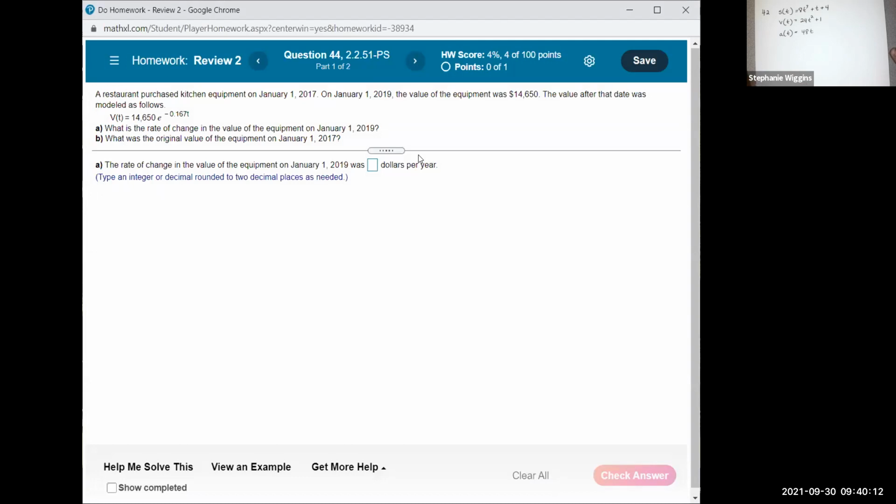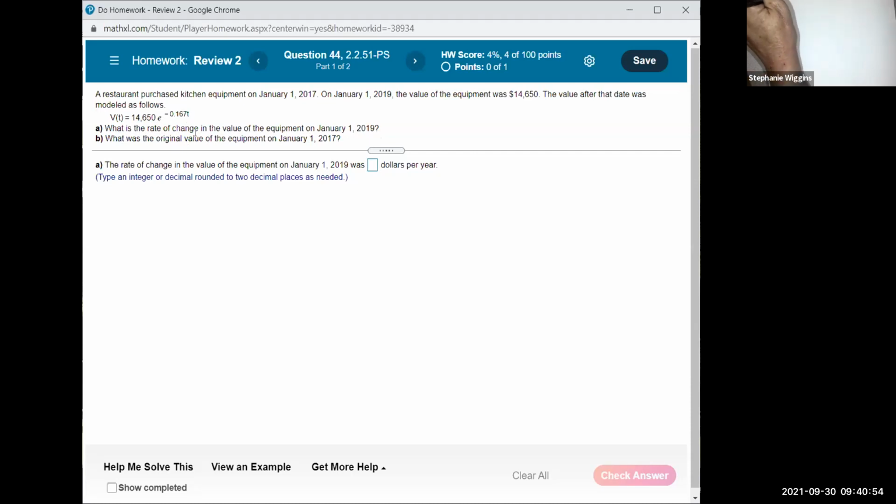Okay, here we have a restaurant purchased kitchen equipment on January 1st, 2017. On January 1st, 2019, the value of the equipment was $14,650. The value after that date was modeled as follows. And you can see here that we have a negative. So that is going to be a decreasing exponential function. And it's asking what is the rate of change in the value of the equipment on January 1st. So whenever they ask you for a rate of change, you simply take the derivative.